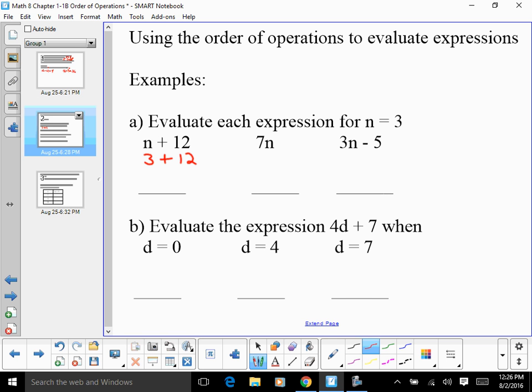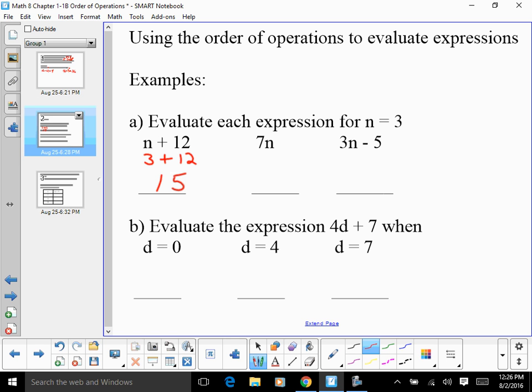Now, yes, you can do this mentally if you'd like. Then I go through my order of operations. There's no parentheses, no exponents, no multiply and divide. There's only add or subtract. My answer is 15.